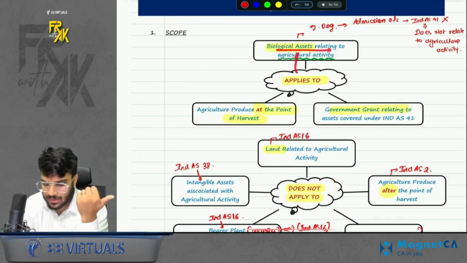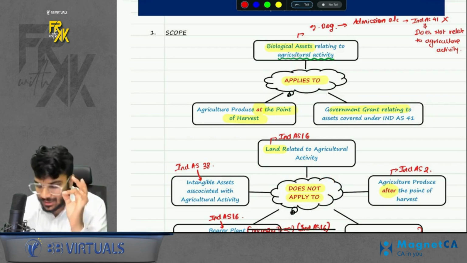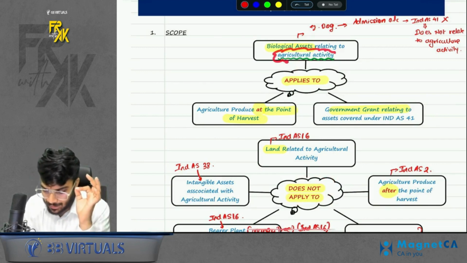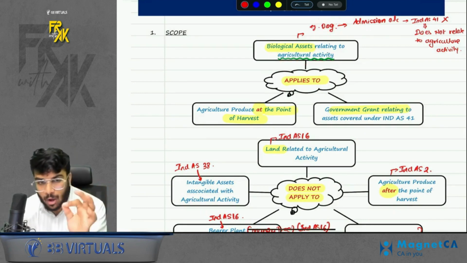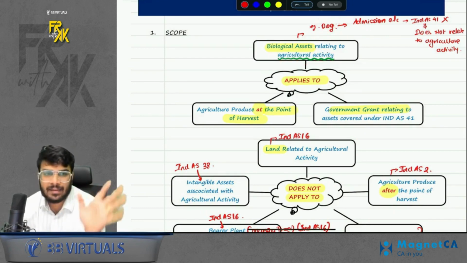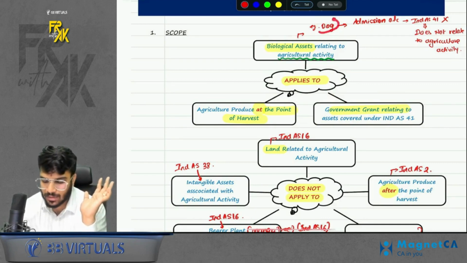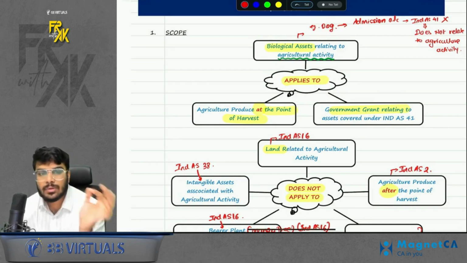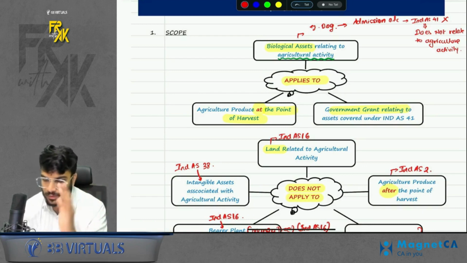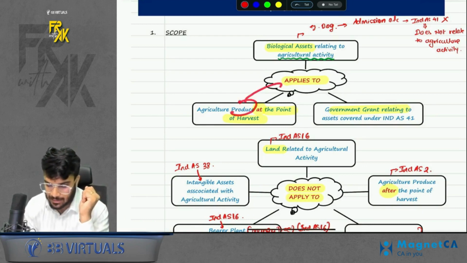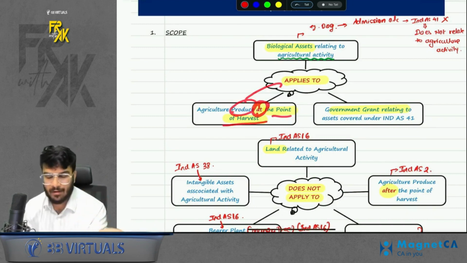It applies to biological asset, but only those biological assets which are relating to agriculture activity. Do you remember I kept a dog outside my admission office? That dog is not involved in agriculture activity. So that dog is not a biological asset. So only those animals and plants which are involved in agriculture activity, those will be covered under Ind AS 41. Second, agriculture produce at the point of harvest is covered under 41.